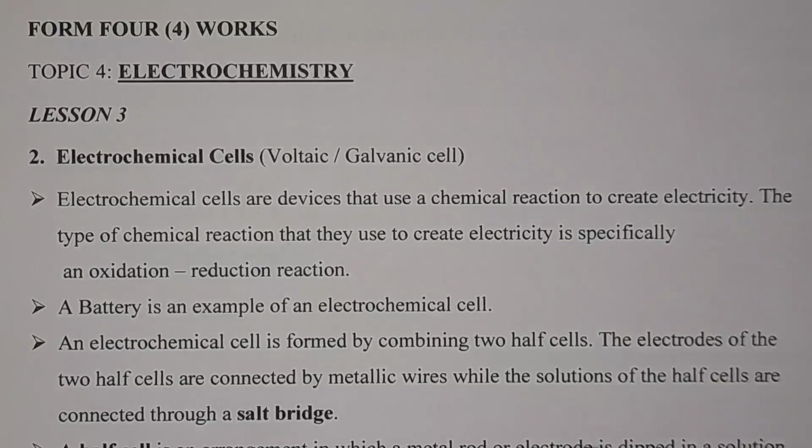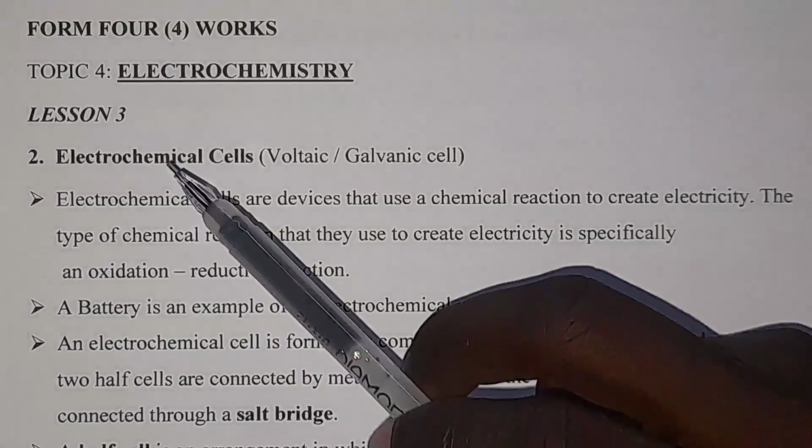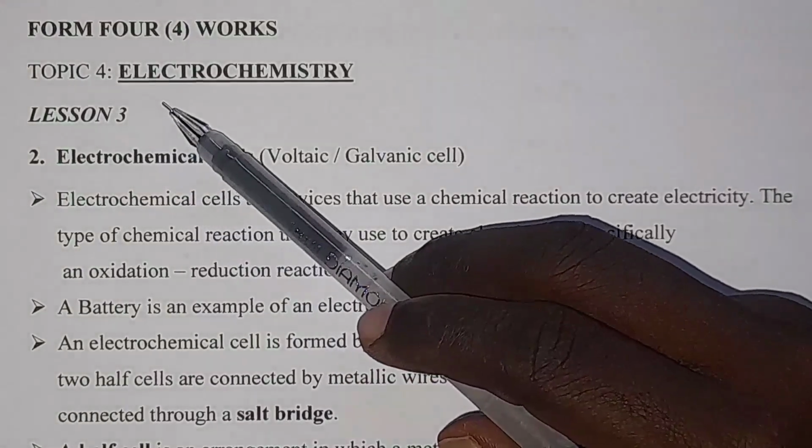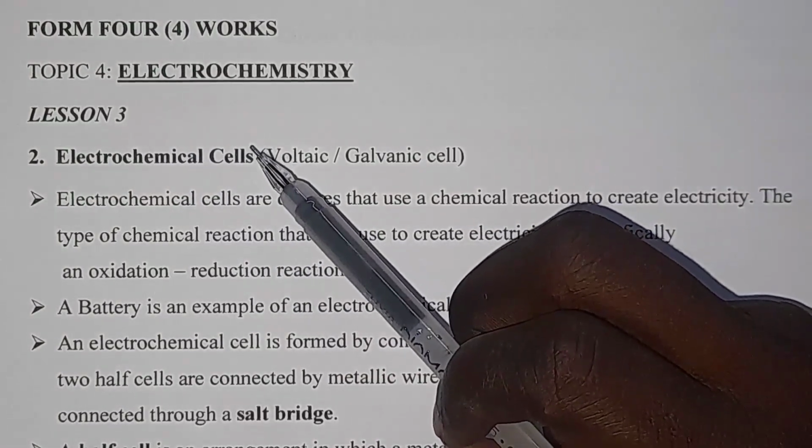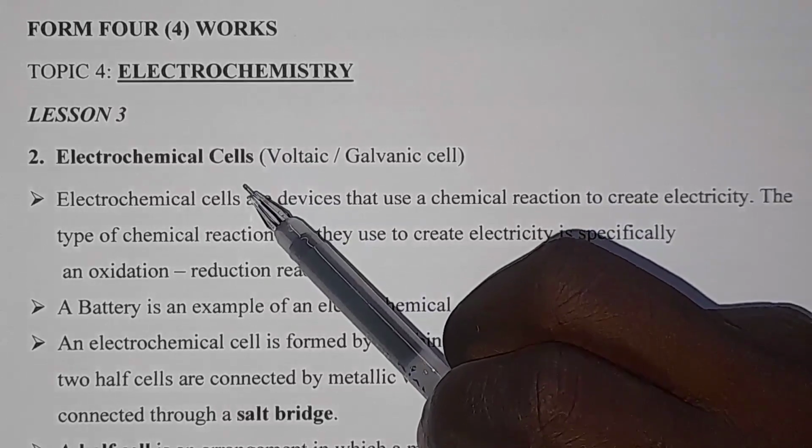Hello students, welcome. Previously, lesson 2, form 4, topic 4, we were dealing with oxidation numbers. So today, lesson 3, we are going to go to electrochemical cells.